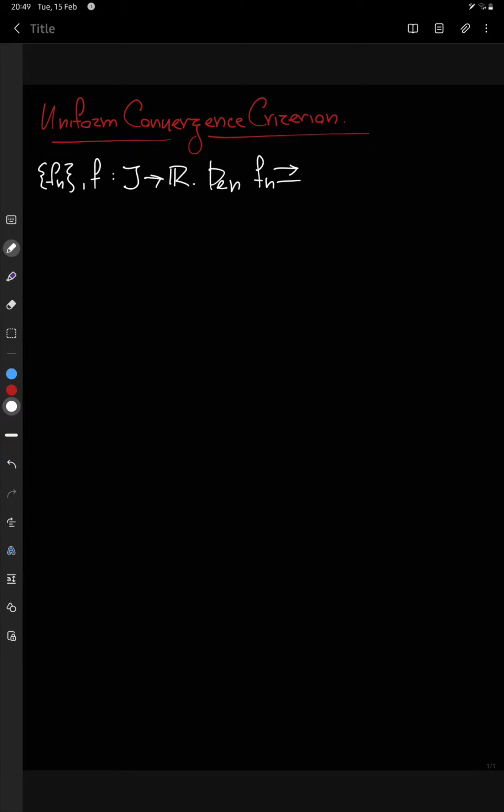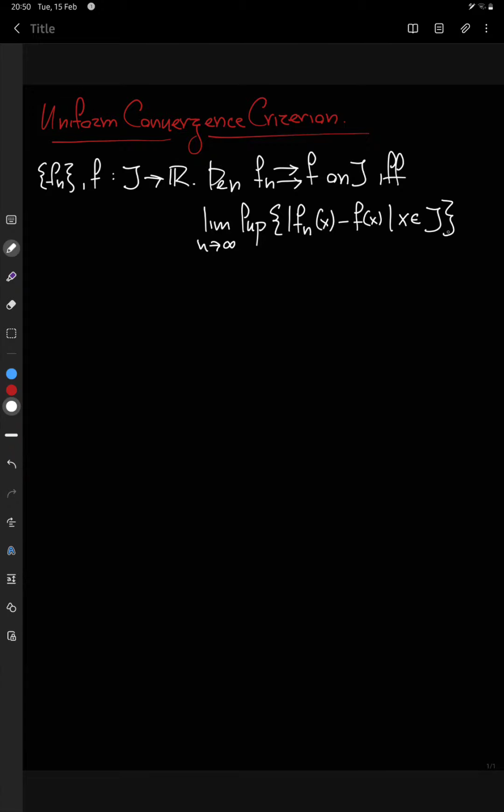f_n converge uniformly to f on J if and only if the limit as n approaches infinity of the supremum of the difference f_n(x) and f(x) on J is equal to 0. In other words, if this is a vanishing function. Now, the proof is trivial. So, proof.